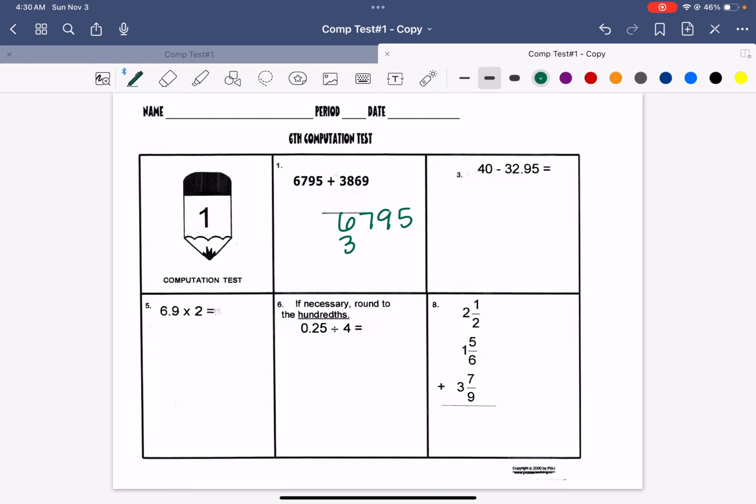Sometimes it's subtracting. So the answer is 10,664. All right, for number 3, look at it as 40, take away 33, which is 7. Plus you have the 5, so it's 500ths. Or look at it as money.